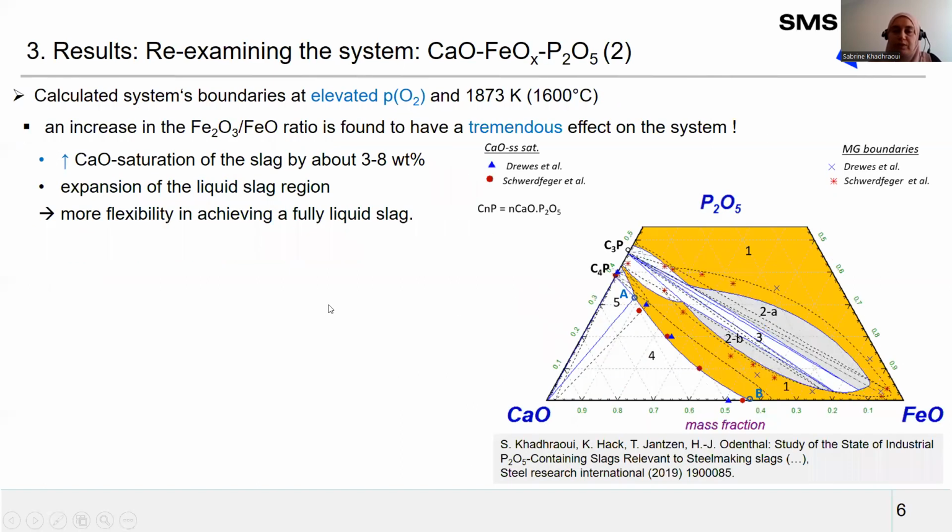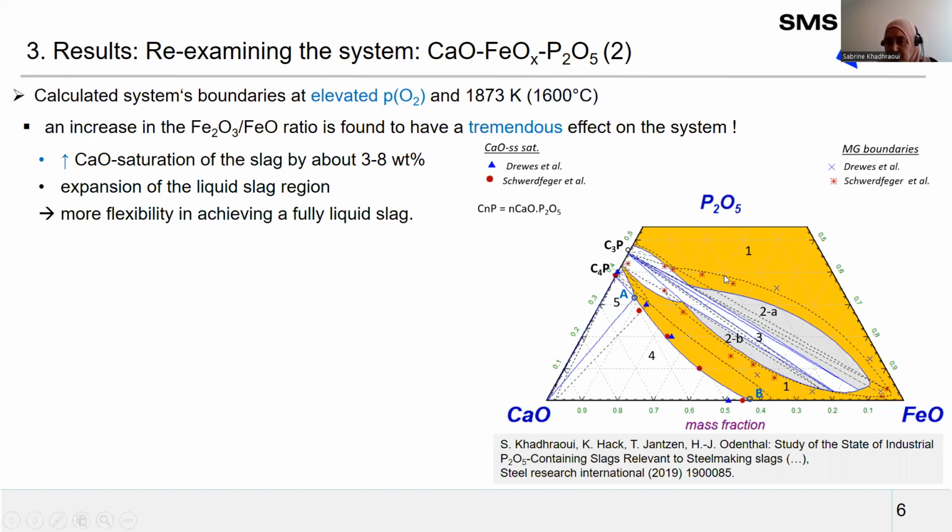So let's go to a system which is less known, but we remain within the ternary system. It is the same ternary components and the same temperature, but now we have increased the oxygen partial pressure. So we have increased the oxidation state of the iron, and we have a much higher Fe2O3 to FeO ratio in the slag. And it's interesting how big the effect is here, how tremendous compared to the system we have seen before.